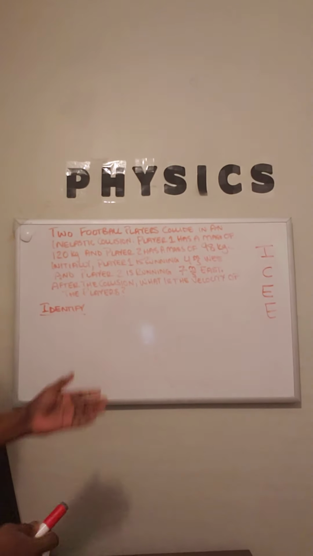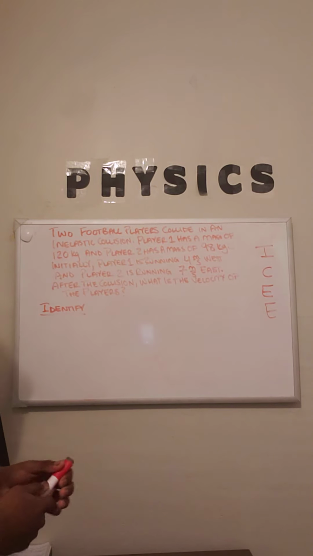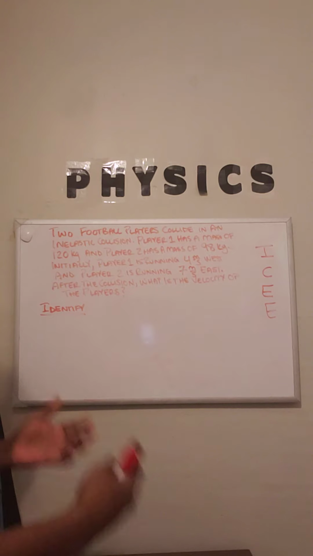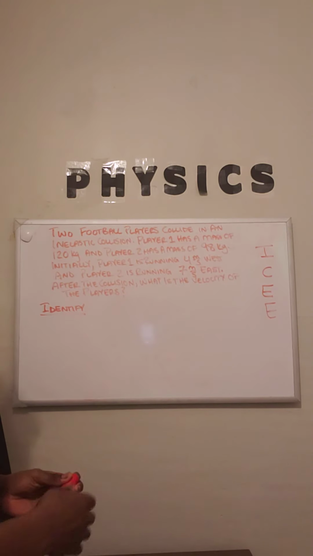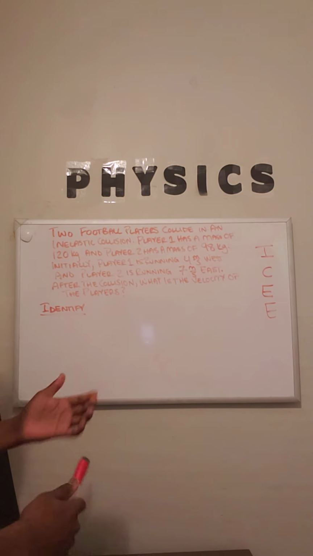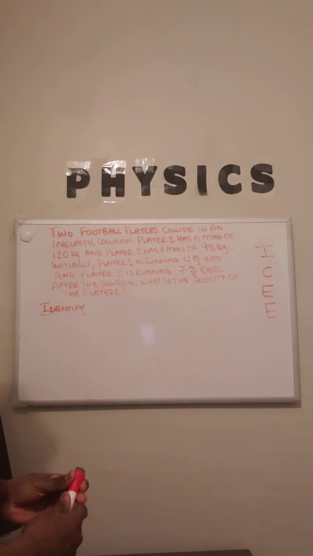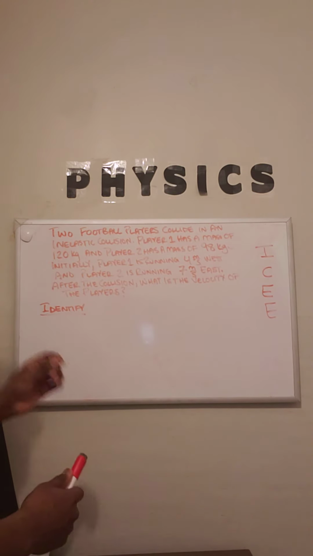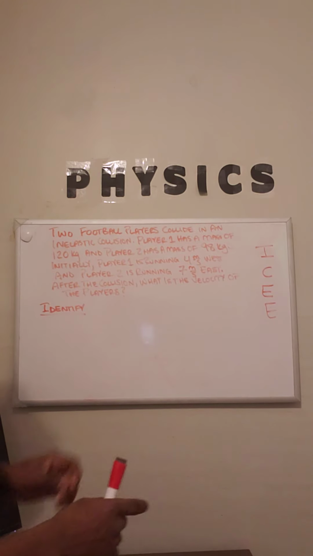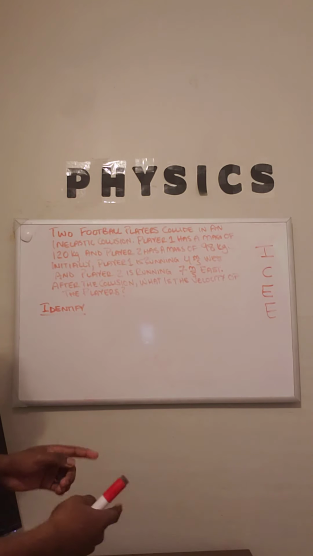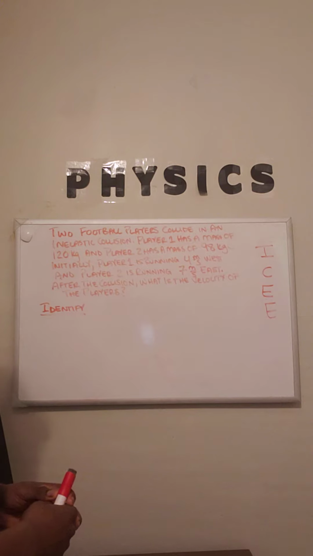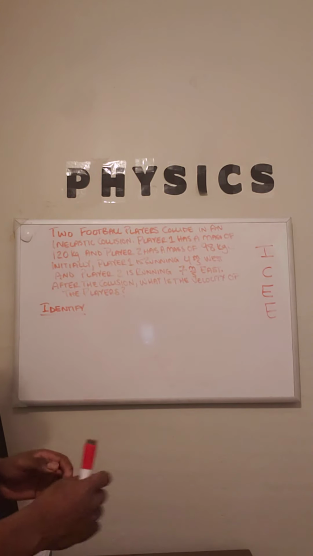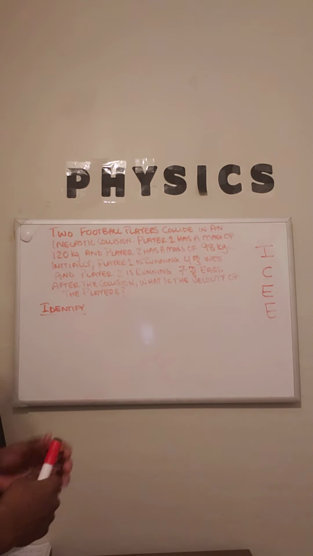All right. So the problem says, 2 football players collide in an inelastic collision. Player 1 has a mass of 120 kilograms and player 2 has a mass of 98 kilograms. Initially, player 1 is running 4 meters per second west and player 2 is running 7 meters per second east. After the collision, what is the velocity of the players?